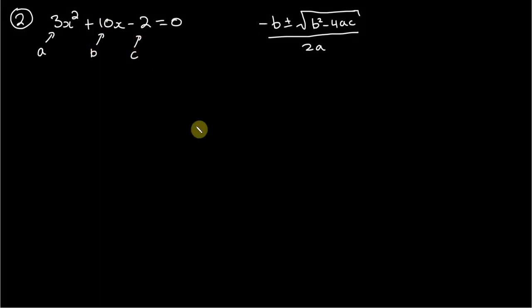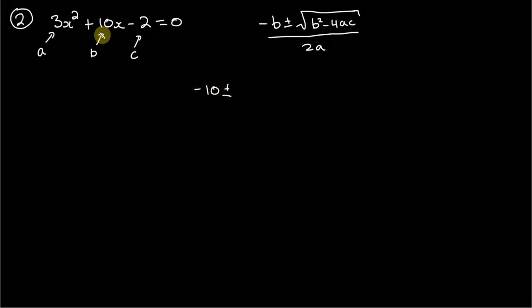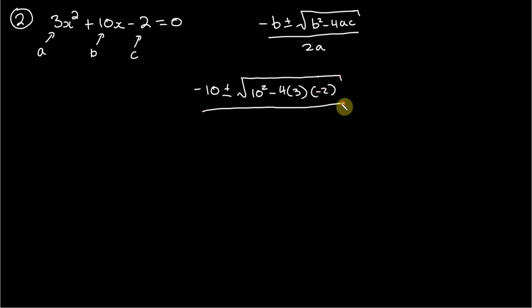We're just going to plug these values into our formula, and that's going to give us negative 10, because b is 10 and it's going to be negative. So negative 10 plus minus the root of 10 squared minus 4 times a, which is 3, times c, which is negative 2. All of that is going to be over 2 times 3, which is 2a. And so we can continue to work this out.